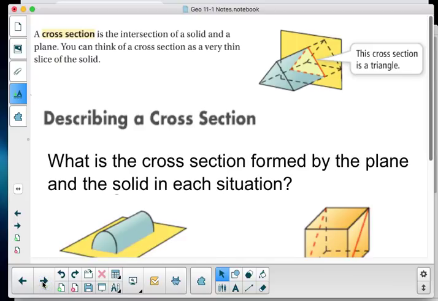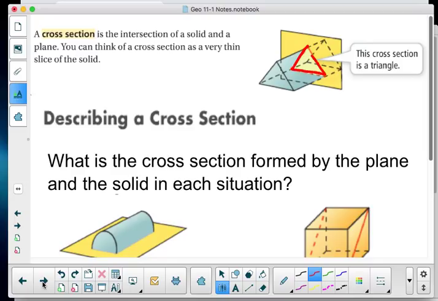Now, our next section is talking about cross sections. A cross section is the intersection of a solid and a plane. You can think of a cross section as a very thin slice of a solid. So if I'm talking about a cross section, this is the intersection of this plane. Think about it as like a knife cutting through some clay or some cheese. And so I've got this triangular prism shaped cheese and I slice it.